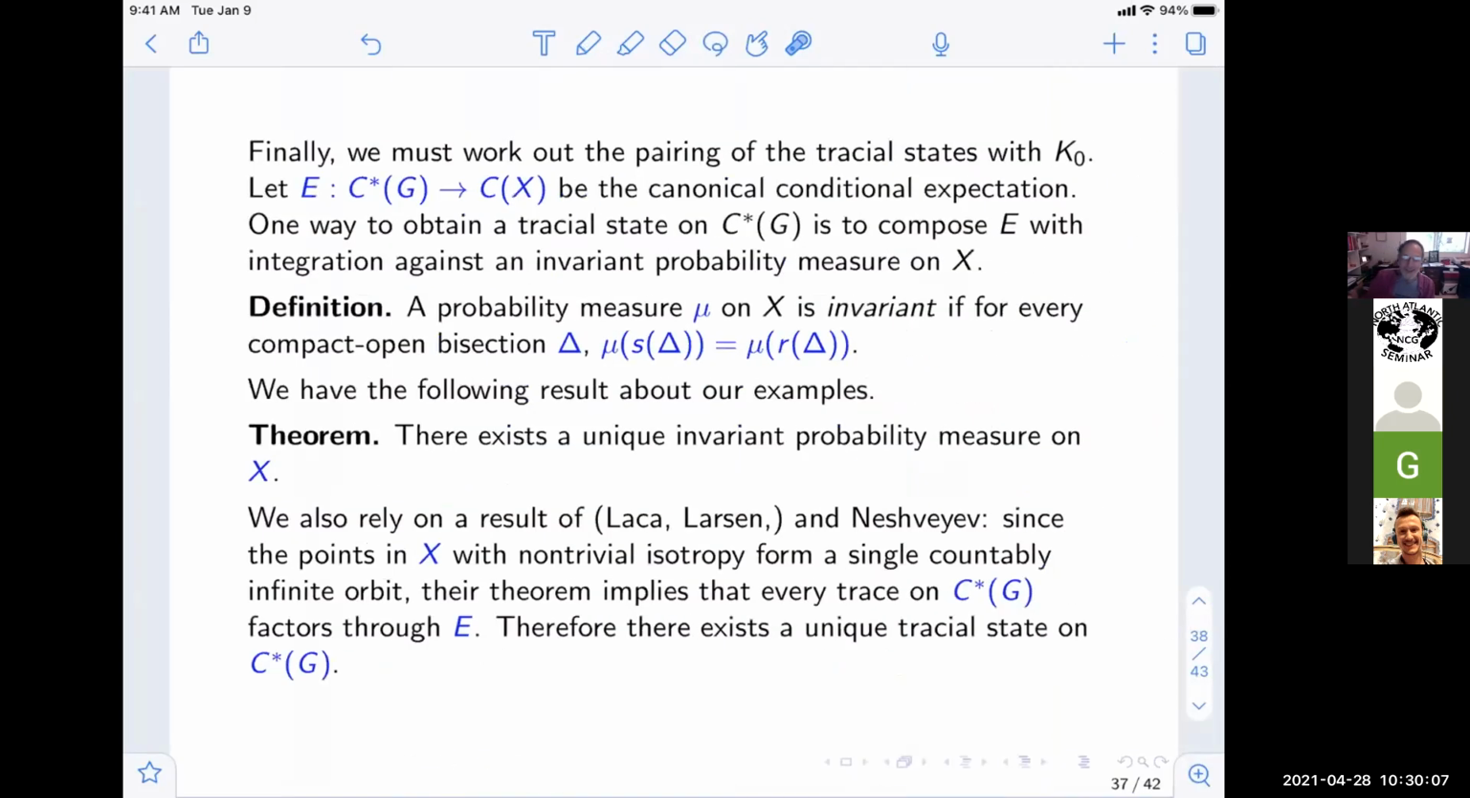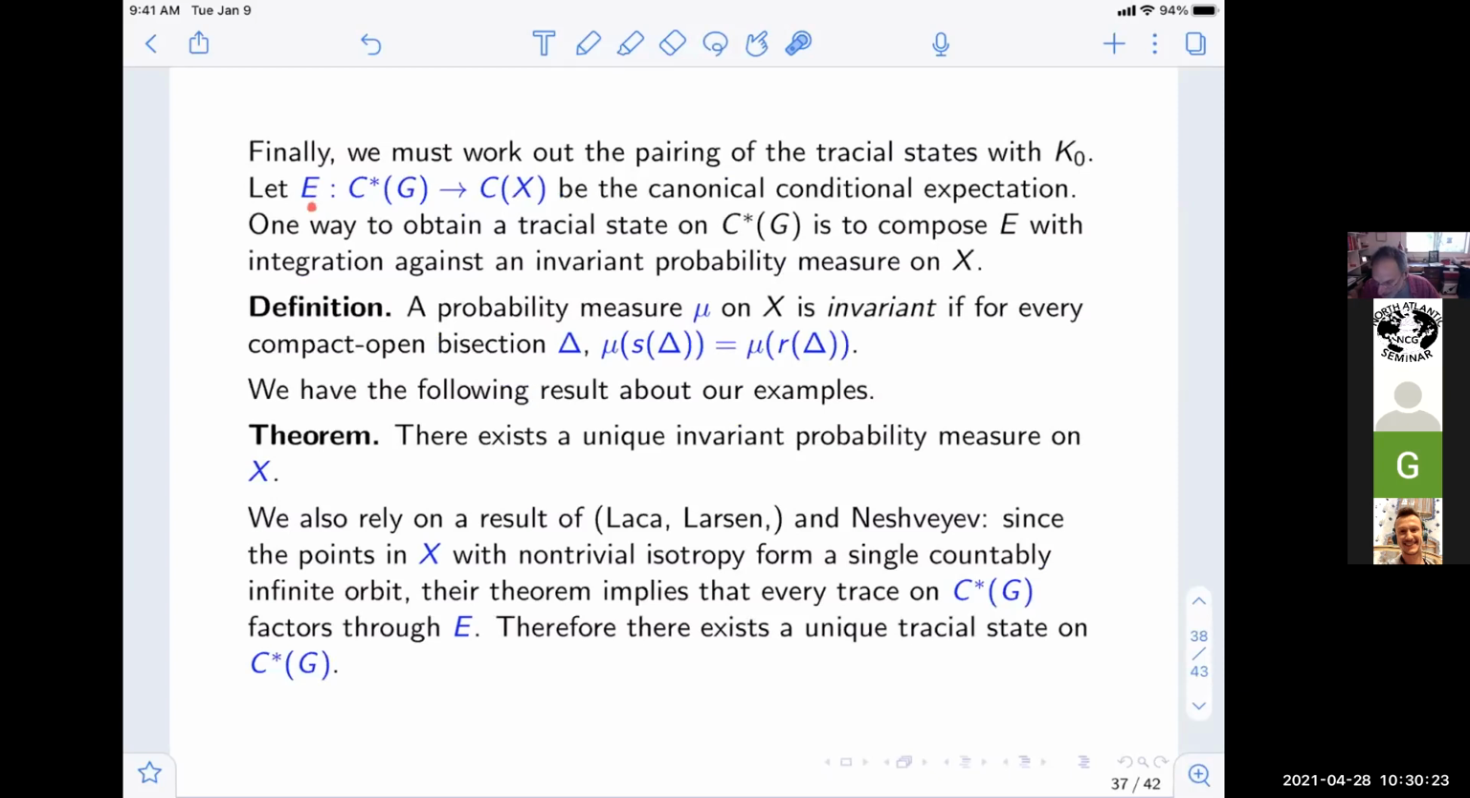Okay, so that's almost everything in the Elliott invariant. What's left is the pairing of the tracial states with the K0 group. So here we need to talk a little bit about what goes on there.